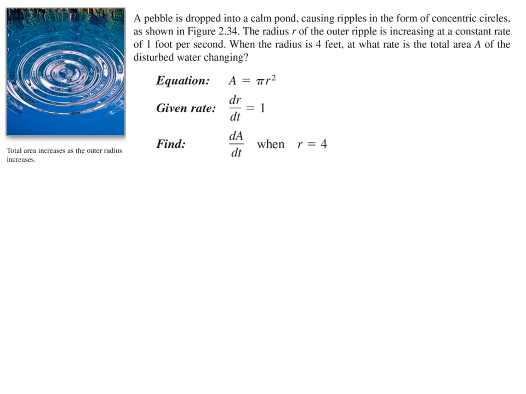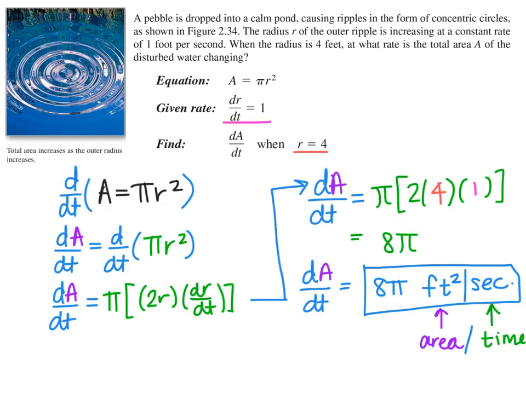The first thing we're going to do is take this equation, differentiate it, and plug in what we know. I apply d over dt to both sides, so dA over dt is going to be equal to the derivative of the other side. I'm going to pull out a pi because it's a constant, and take the derivative of what's left using the chain rule, so that's going to be 2r times dr over dt. Now I can plug in for those variables: 4 goes in for r and 1 goes in for dr over dt, which leaves me with 8 pi.